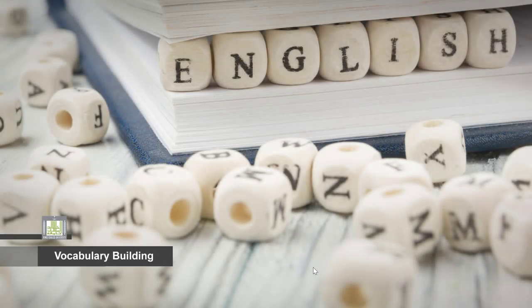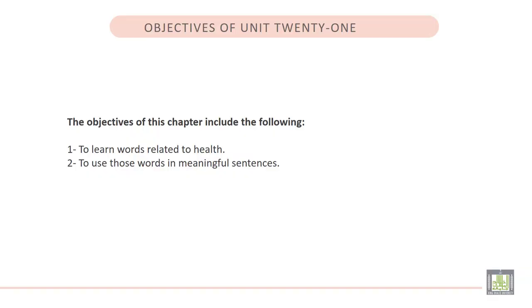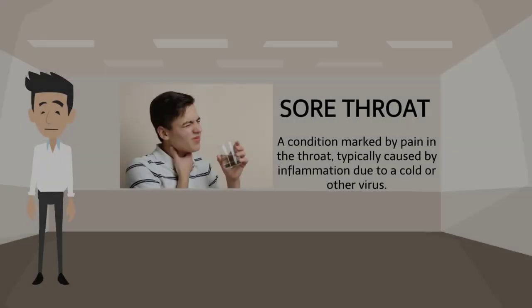Vocabulary Building 1, Unit 21, Health. The objectives of this chapter include the following. 1. To learn words related to health. 2. To use those words in meaningful sentences. Now, listen to the video of this unit.